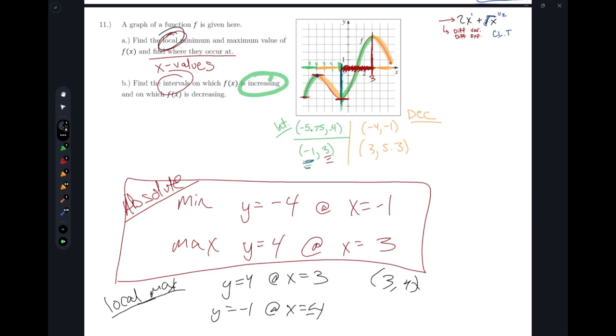When we learned it, we realized that endpoints are not local maxes. Just so you know, they are thought about for absolute value. So we don't put endpoints in local maxes or mins. If it asks you for absolute, you have to consider them. But for local, no.